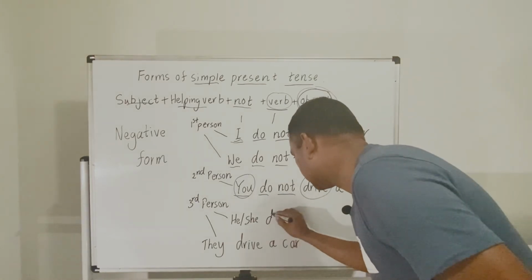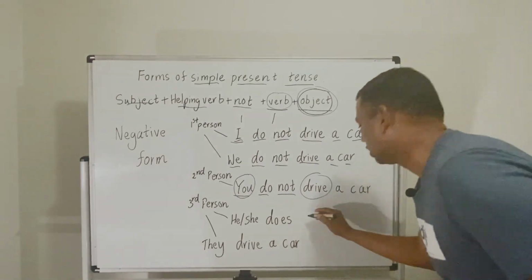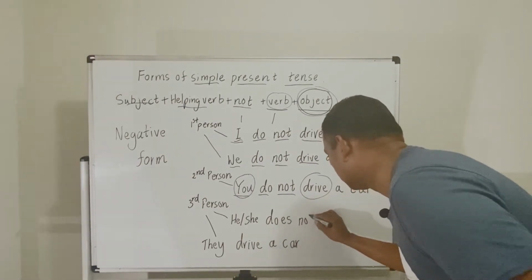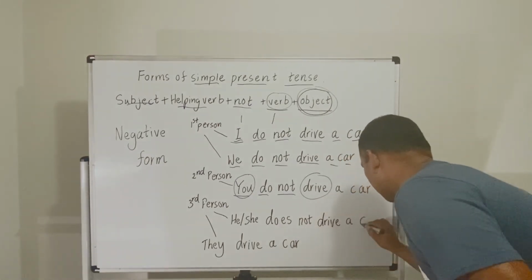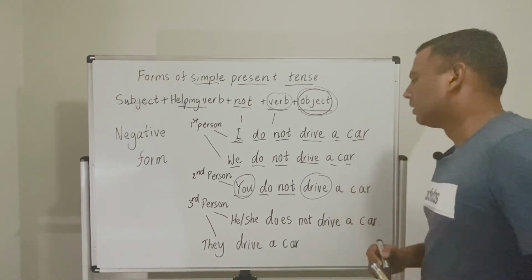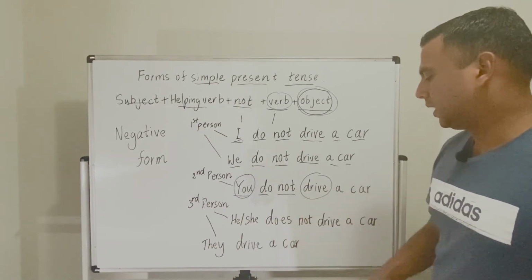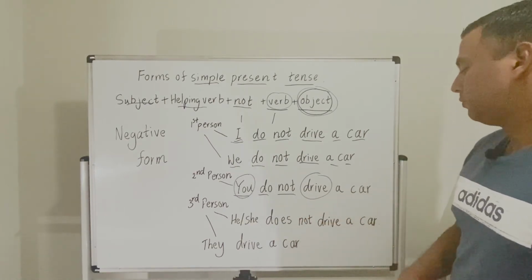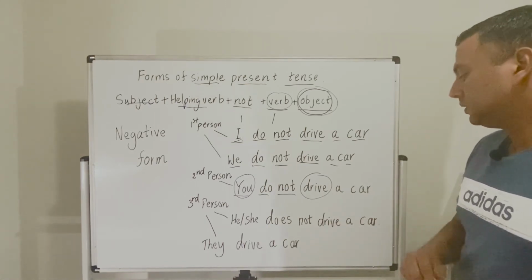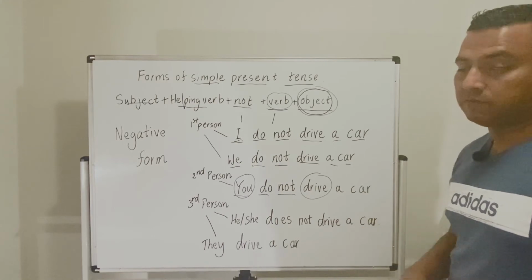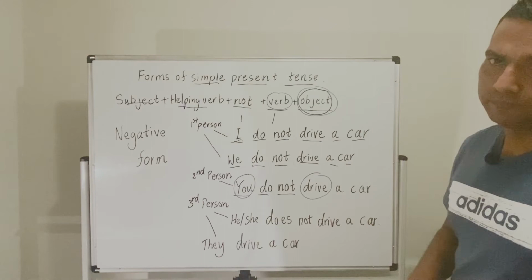Here, "does", okay. "Does not drive a car." So it's important. You remember, once you change the helping verb from "do" to "does", the main verb form that follows immediately after that always has to be in the main verb form. You don't change that again. You don't go and add an S to the end. Okay, I hope it's clear.